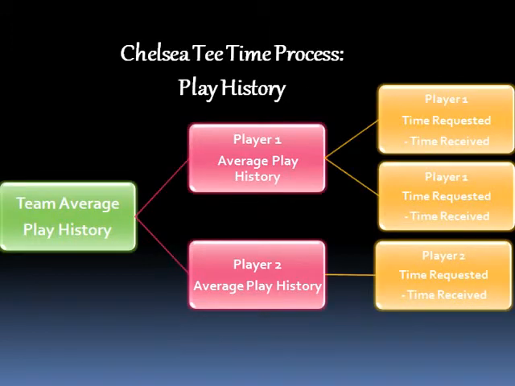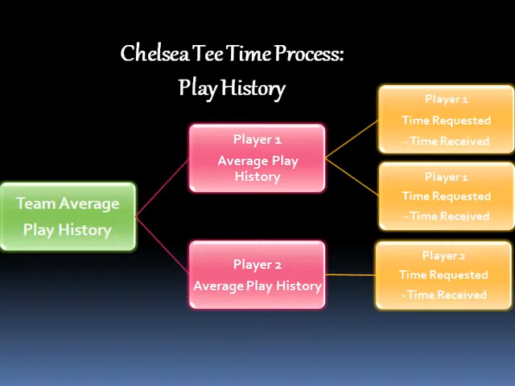Now, the Chelsea Tee Time processing system utilizes a play history in determining how tee times are allocated. Specifically, it determines what the average play history is for each player. In this case, you can see player 1's average play history is predicated on the time requested by player 1 minus the time received. In other words, it looks at what time player 1 requested, the time that they actually got, and it determines what that difference is.